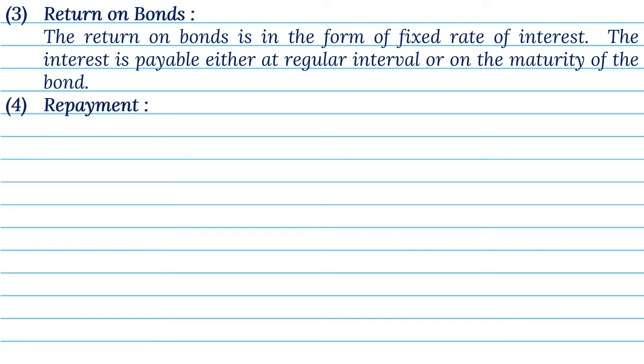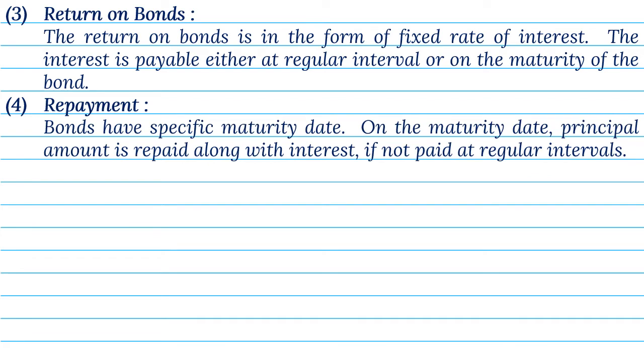4. Repayment. Bonds have specific maturity date. On the maturity date, principal amount is repaid, along with interest, if not paid, at regular intervals.